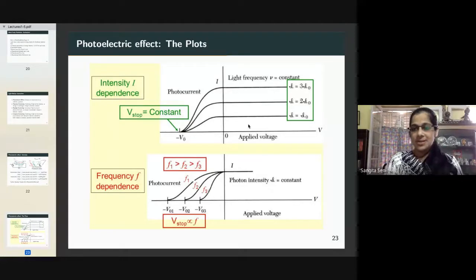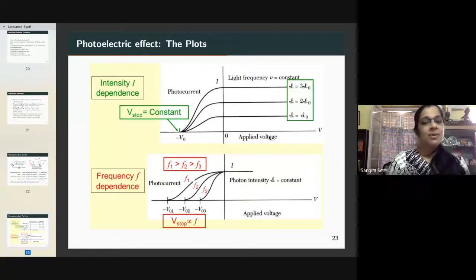And this was found to be the same irrespective of the intensity of the light that you shone on it. This itself contradicts classical electromagnetic theory, because there the energy carried by light is proportional to its intensity. So when I am supplying more and more intense light, the electrons should have got enough energy to be emitted. But that was not the case.